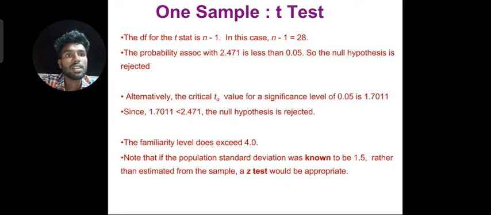Alternatively, the critical t value for a significance level of 0.05 is 1.7011. Since 1.7011 is less than 2.471, the null hypothesis is rejected. The familiarity level does exceed 4.0. Note that if the population standard deviation was known to be 1.5 rather than estimated from the sample, a Z test would be appropriate.